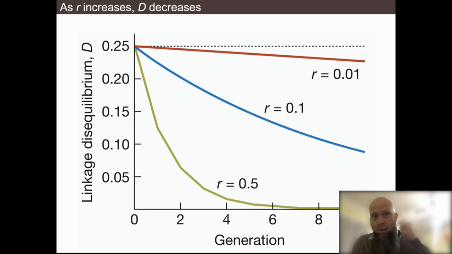Now, if R is very low, meaning those genes are very close together on the same chromosome, you can see the difference between R of 0.1 and R of 0.01. If those recombination rates are really, really low, then it would take forever, as you can see, for linkage disequilibrium to decrease or even come close to zero.